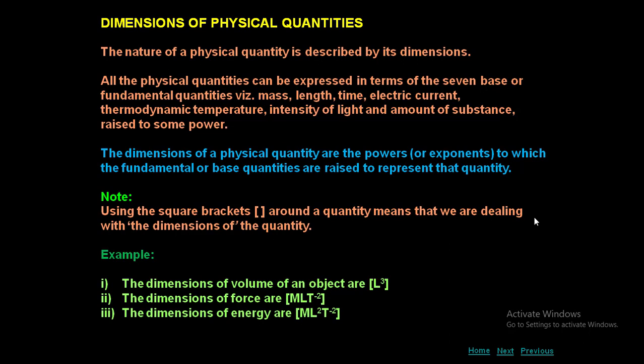The dimensions of energy: energy is nothing but work done. Work done is nothing but force into displacement. So force is nothing but M L T power minus 2. Length is nothing but L. So M L square T power minus 2. So the dimensions of energy are 1 in mass, 2 in length and minus 2 in time. So dimension is nothing but the power to which the fundamental or base quantity is raised to represent that quantity. So simply, dimension means the power.